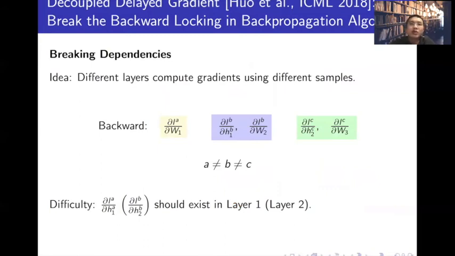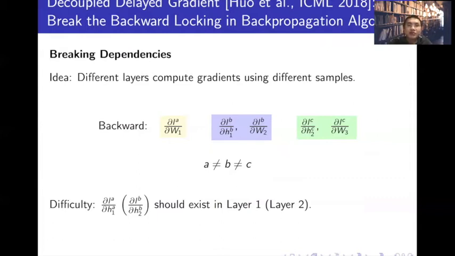To solve this problem, we propose the decoupled delay gradient. The idea is very simple. We just need to make different layers compute gradients using different samples. For layer 1, it uses the samples from time step A, and layer 2 uses the samples from time step B, and layer 3 uses samples from time step C. And as long as A is not equal to B and not equal to C, the different layers are independent from each other.